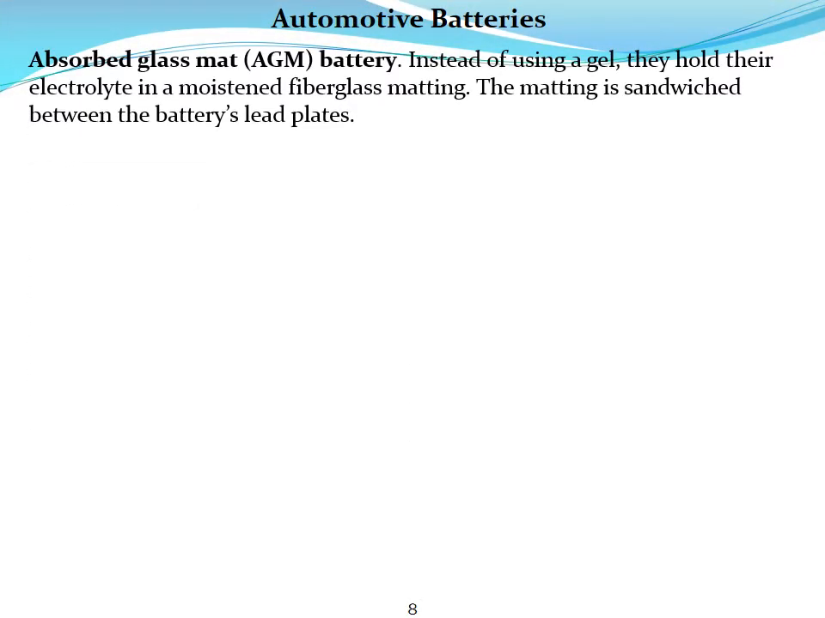Another type is the absorbed glass mat (AGM) battery. Instead of using a gel, they hold their electrolyte in a moistened fiberglass matting. The matting is sandwiched between the battery's lead plates.